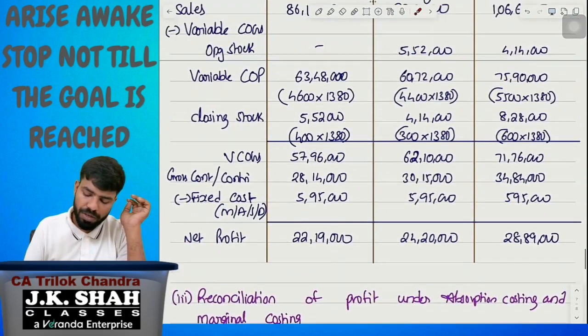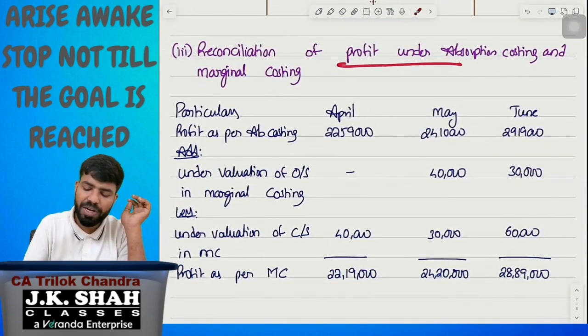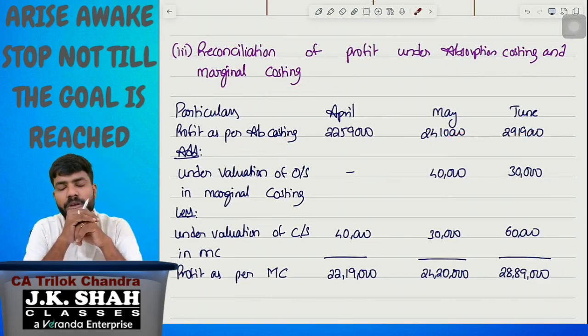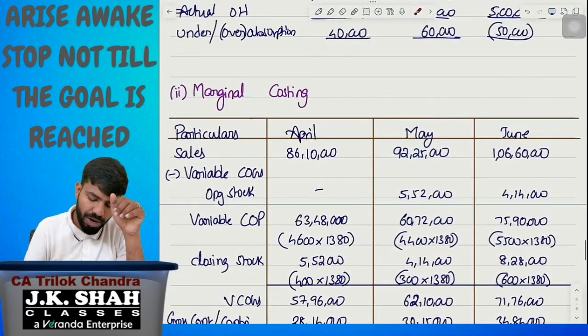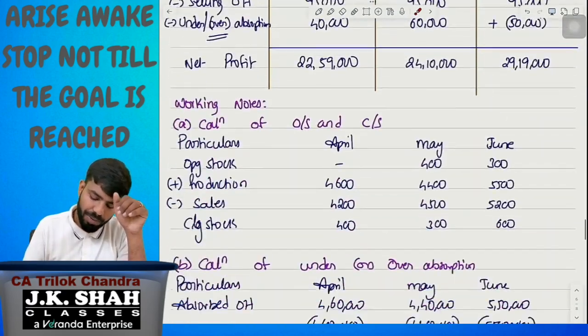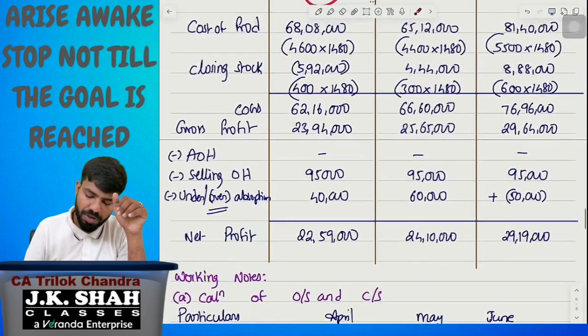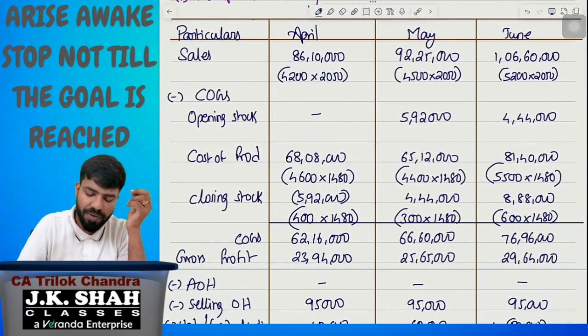Now, there is a difference in profit, so reconciliation. We have to do the reconciliation of profit under absorption costing and marginal costing. Profit as per absorption costing is taken for all the 3 months. Okay, now the absorption costing system. In April, the opening stock under marginal costing is 0, and here it is also 0. When it comes to May, it is valued at 5 lakh 52,000 in marginal costing, and in absorption costing 5 lakh 92,000. There is an extra of 40,000, a gap of 40,000.